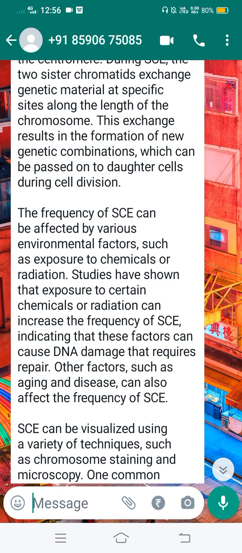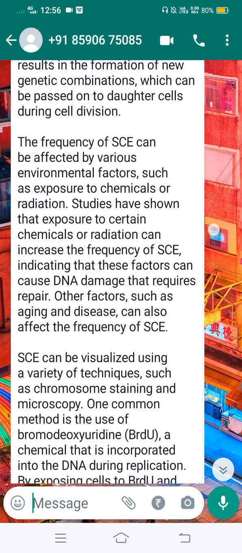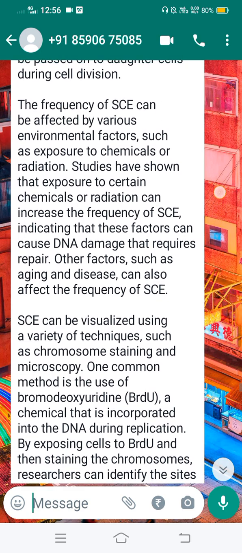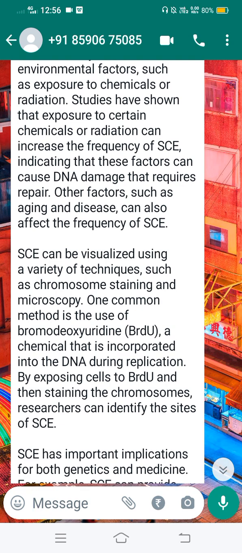cells during cell division. The frequency of SCE can be affected by various environmental factors such as exposure to chemicals or radiation. Studies have shown that exposure to certain chemicals or radiation can increase the frequency of SCE, indicating that such factors can cause DNA damage that requires repair. Other factors such as aging and disease can also affect the frequency of SCE.